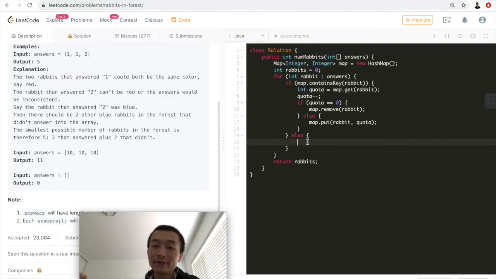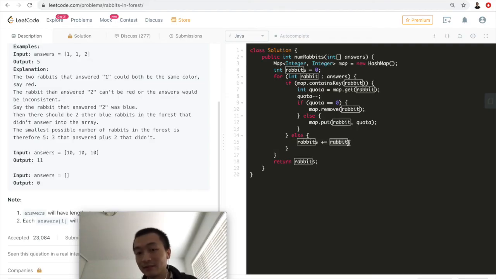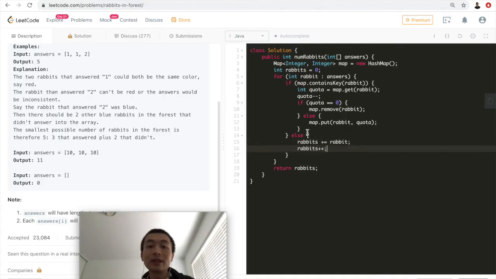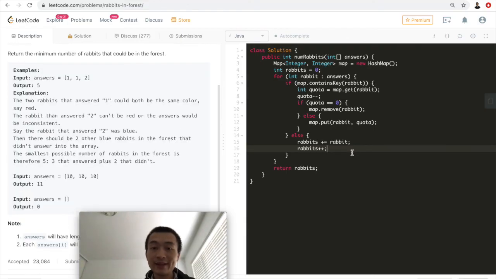So if it is the first time that we have encountered this rabbit, what do we do? Well, rabbits plus this rabbit, right? For example, this is the first time that we encountered this rabbit of type 10. So we'll make sure that we include all of the 10 pairs of this rabbit. So we'll plus rabbit. That means 0 plus 10 is going to be 10. And then we'll have rabbits plus plus. This is going to increment to include itself, right? So this 10 becomes 11. And then here also we want to add this into the map.